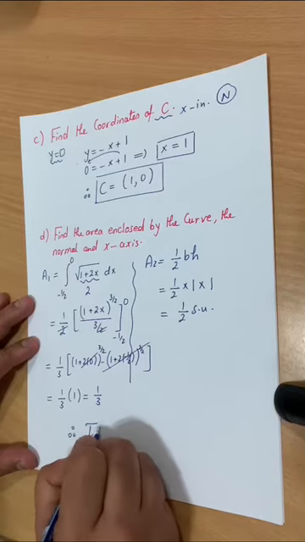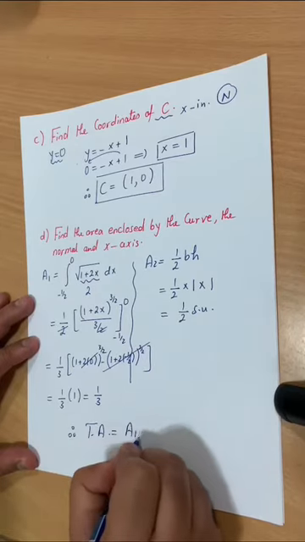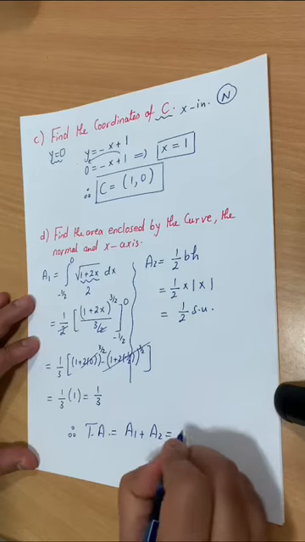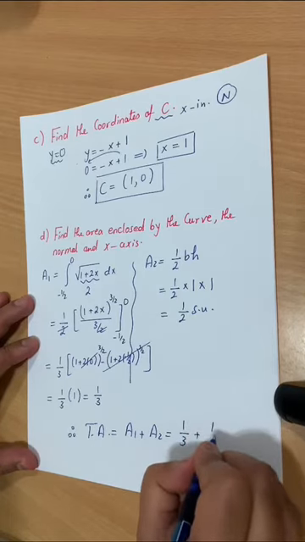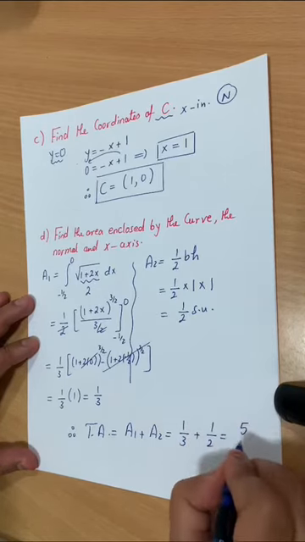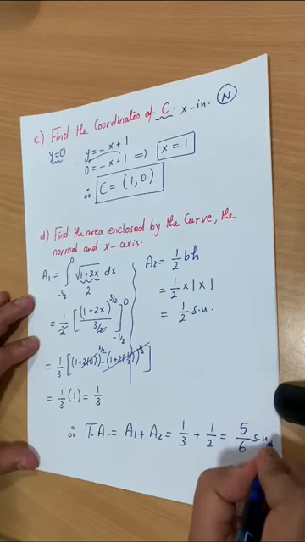Therefore, the total area is equal to area 1 plus area 2. 1 over 3 plus 1 over 2 is equal to 5 over 6 square units.